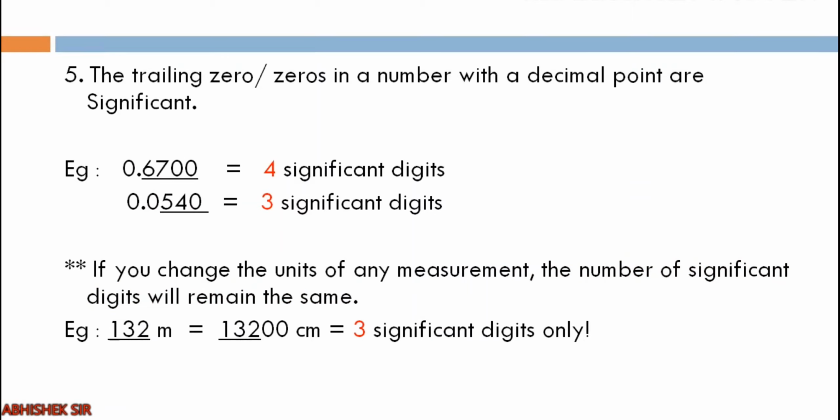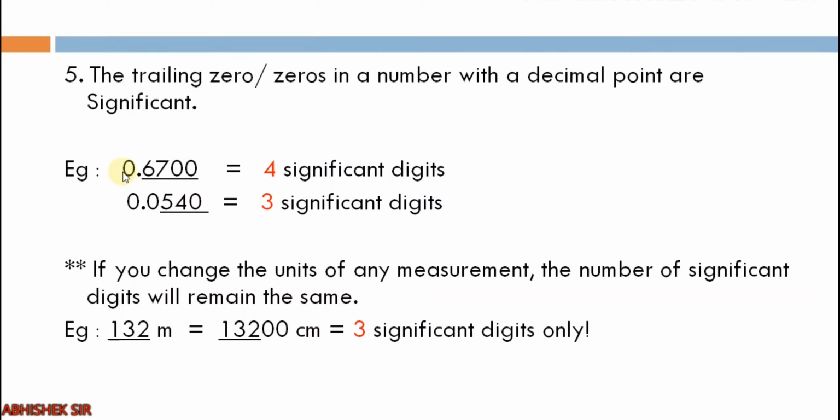Now moving on to the last rule, the trailing zeros. Trailing means those which come afterwards. The trailing zero or zeros in a number with a decimal point are considered significant. So first condition, the number must have a decimal point, and the second condition, whatever zero is included after any digit in a decimal place is significant. So here you can see 0.6700.